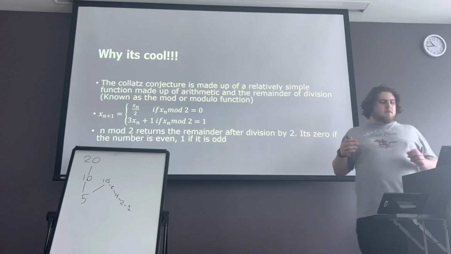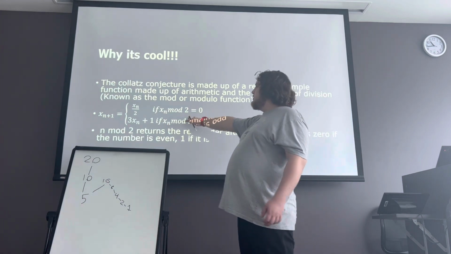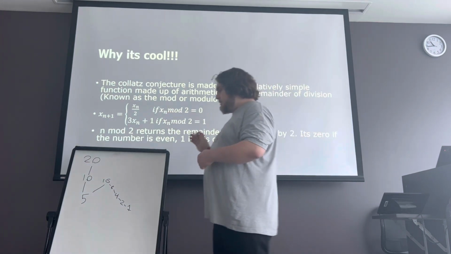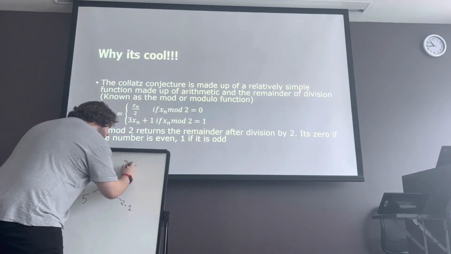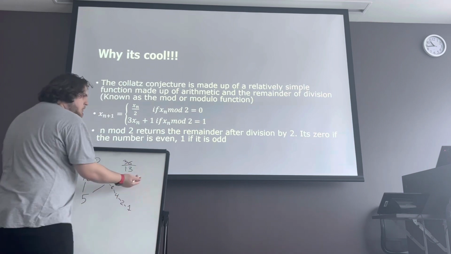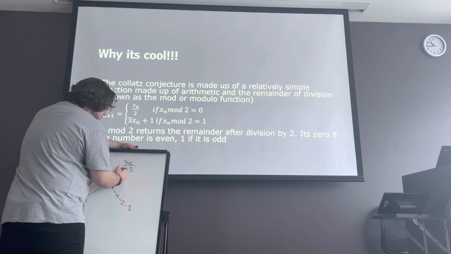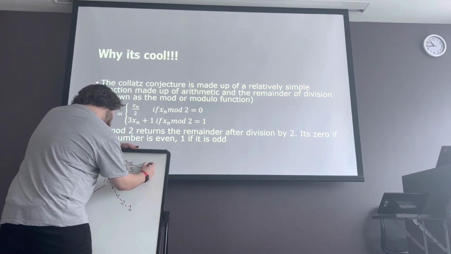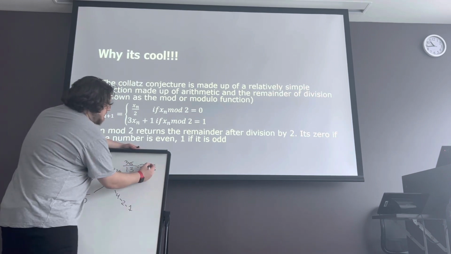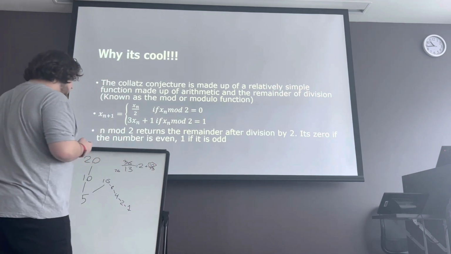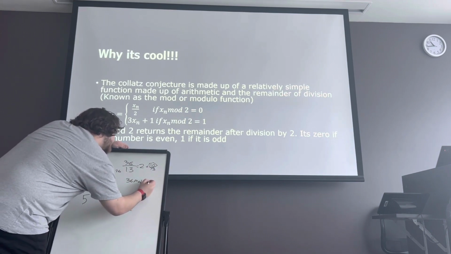So why it's cool? It's cool because it's math, and math is cool. But it's a couple of very basic functions. If you don't know what the mod function is, you divide, so let's say 36 over 13. That is 2 plus 10/13. So then 10 would be the mod. That would be 36 mod 13.